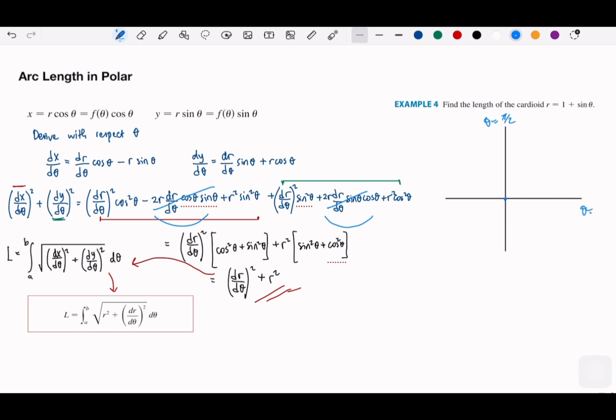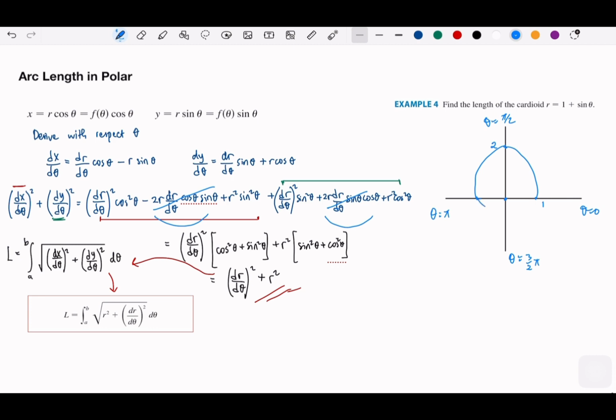This is theta equals 0. This is pi. This is 3 over 2 pi. And here we have 2. And then when sine is 0, here, this is 1, right? And remember, the cardioid for 1 plus sine, so the large portion of the curve will be in the upper side. So it will be like that, and it will be symmetrical.